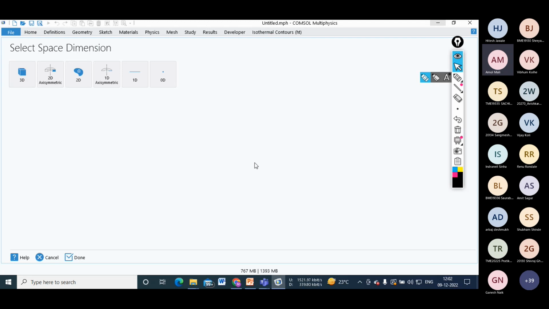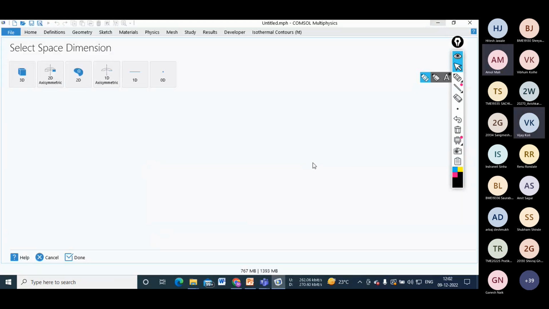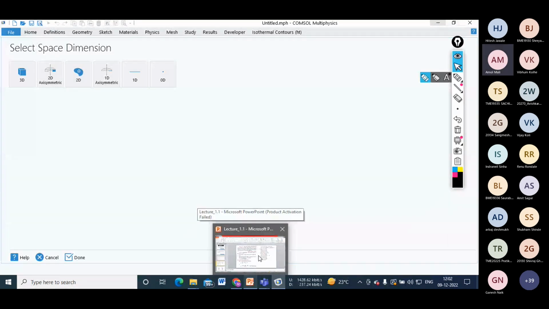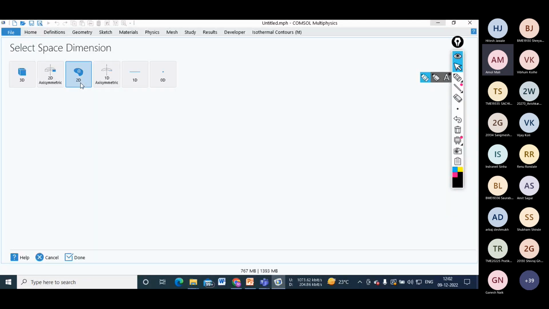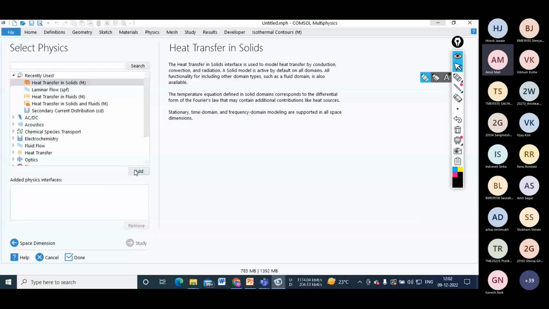Can anyone tell me the next step, what I have to select as per this problem? 2D model. Why do I have to select 2D? Because in the problem they have given 2D. Okay, so I need to select the 2D element. Then which model have you used here recently? Heat transfer in solids. So I will select heat transfer in solids.